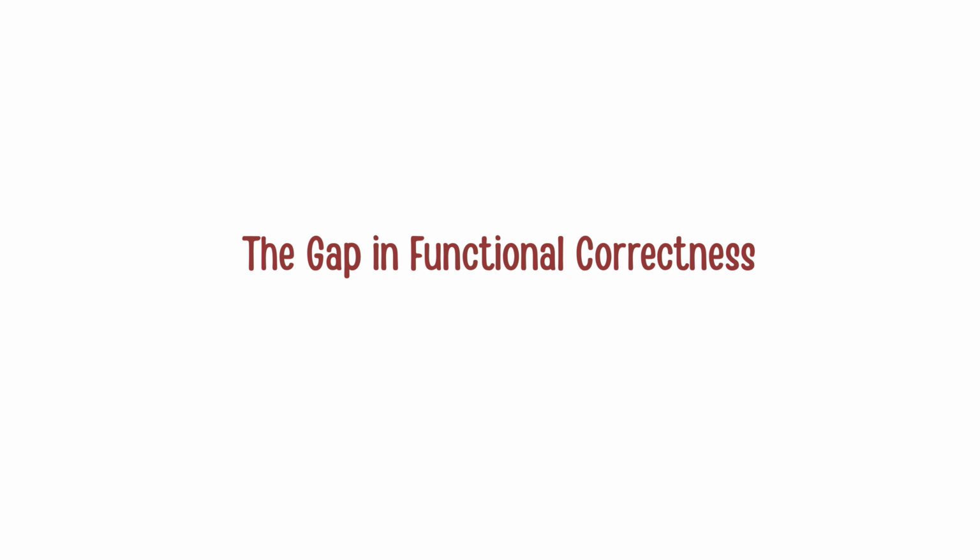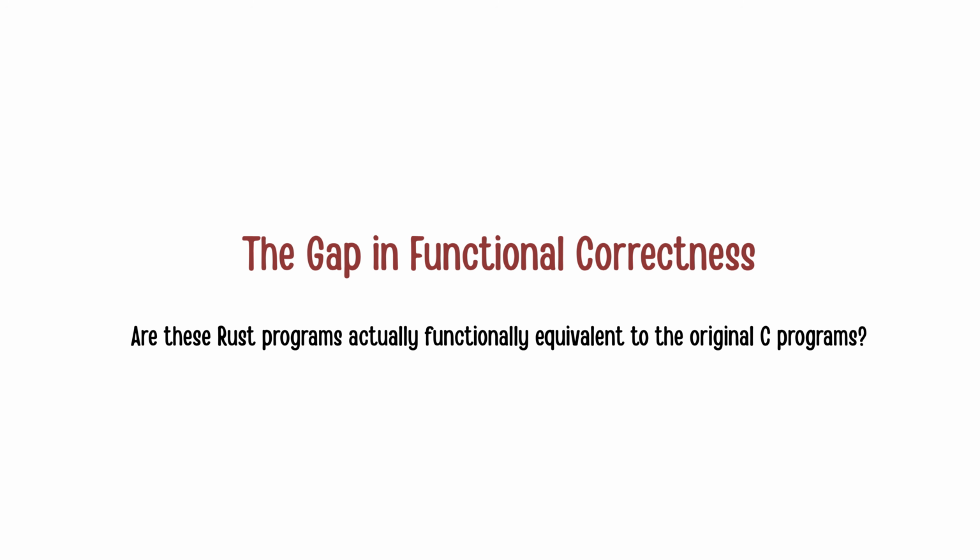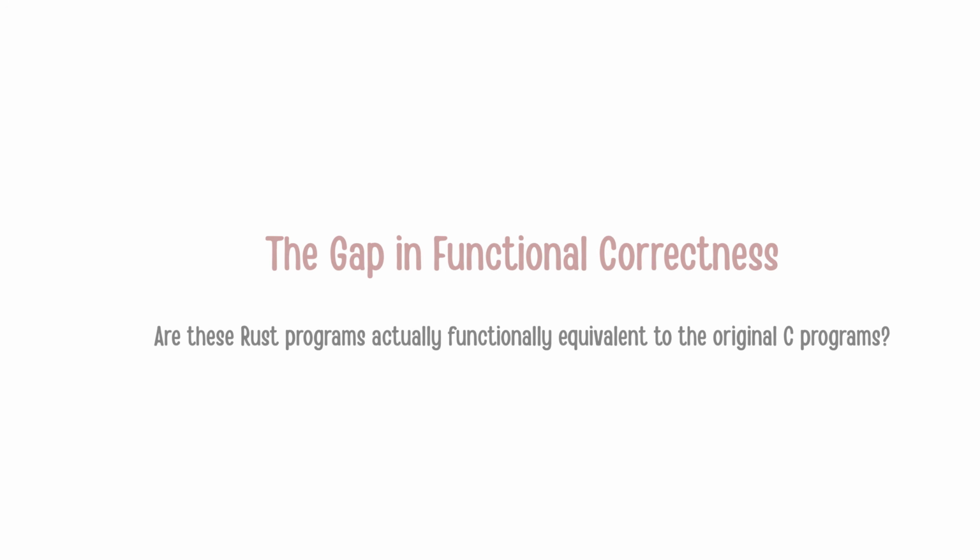Now, there's still one major question that needs to be addressed. Are these Rust programs actually functionally equivalent to the original C programs? Unfortunately, the answer is no. And this is where the paper uncovers what the authors call the gap in functional correctness.